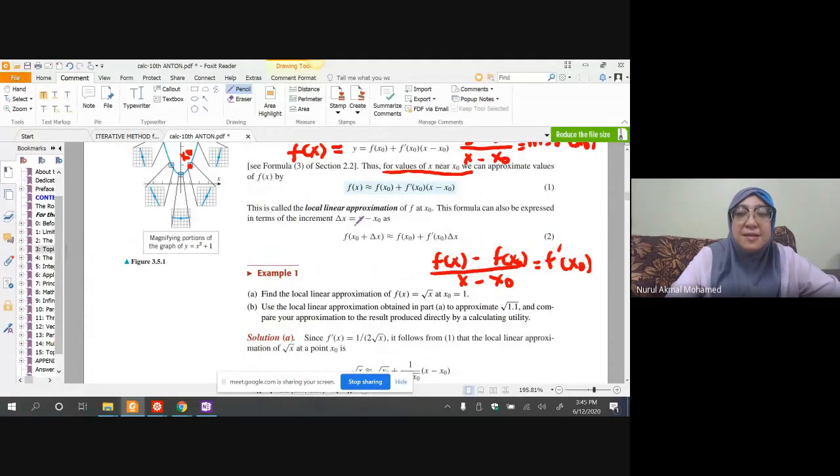So how do we draw the graph of square root of x? Okay, so we have the graph of square root of x. So y squared will be like this. Should be something like this. Okay, so this is the graph of square root of x.